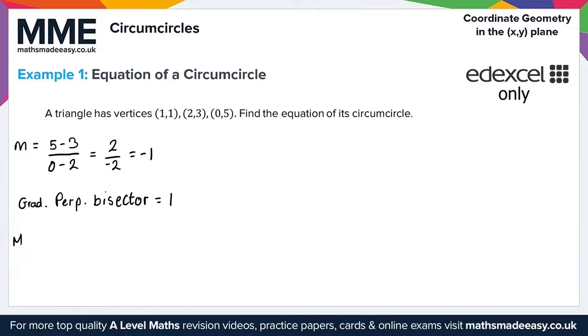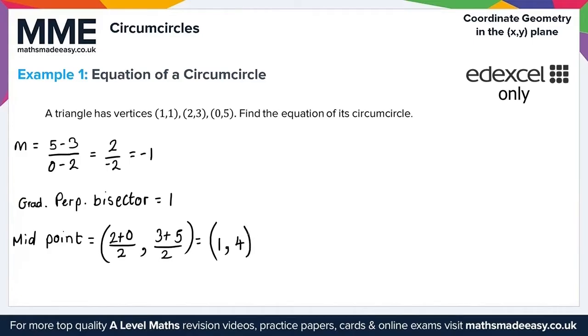Again, we need the midpoint of (2, 3) and (0, 5). So finding the midpoint, that's going to be 2 plus 0 all over 2, and 3 plus 5 over 2. If we evaluate this, we get 2 over 2, which is equal to 1, and 3 plus 5 over 2, that's 8 over 2, which evaluates to 4. So we know the perpendicular bisector goes through this point here, (1, 4).